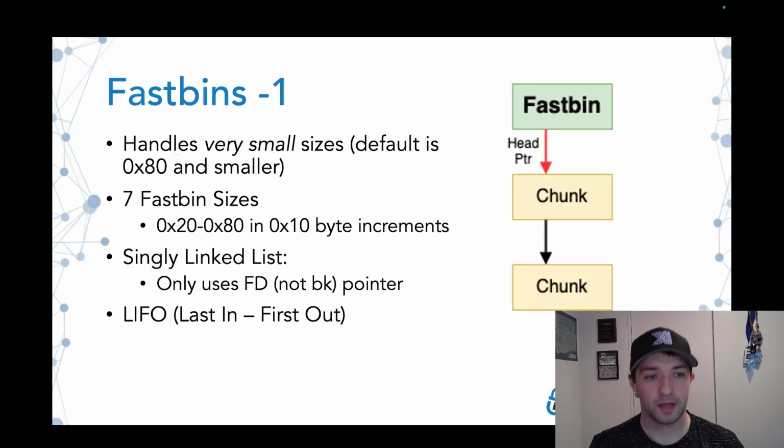Now the fast bin was the first optimization that was made. The idea is that we want to handle chunks of very small sizes. It's really common to allocate something within the hex 20 to hex 80 range. Like T-cache, the fast bin is also last in, first out, which is like stacking clothes.